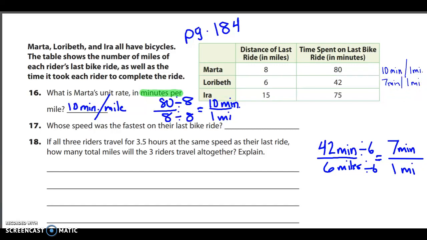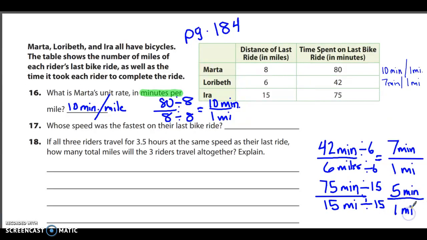Now I'm going to do Ira. I can do Ira's down below. Ira's going to be 75 minutes for 15 miles. The multiplication chart here tells me that 15 and 75 share a factor of 15, so I'll simplify by 15. And 75 divided by 15 is 5 minutes. And 15 divided by 15 is 1 mile. So I'm going to write in Ira's information. Ira can do 5 minutes per mile.